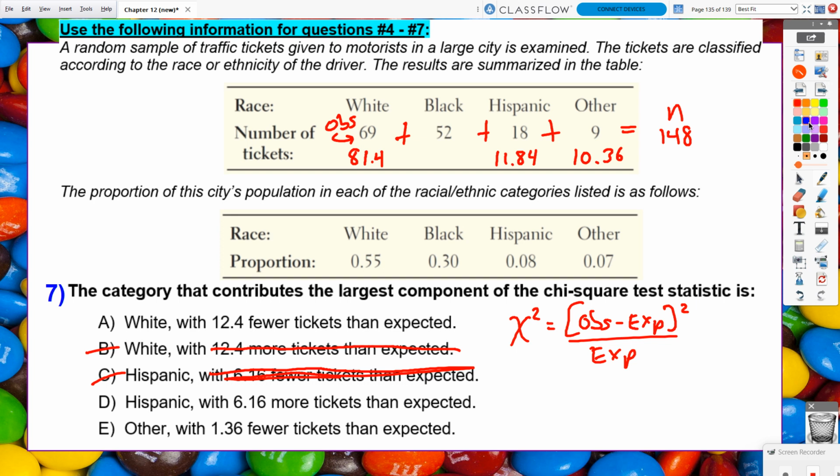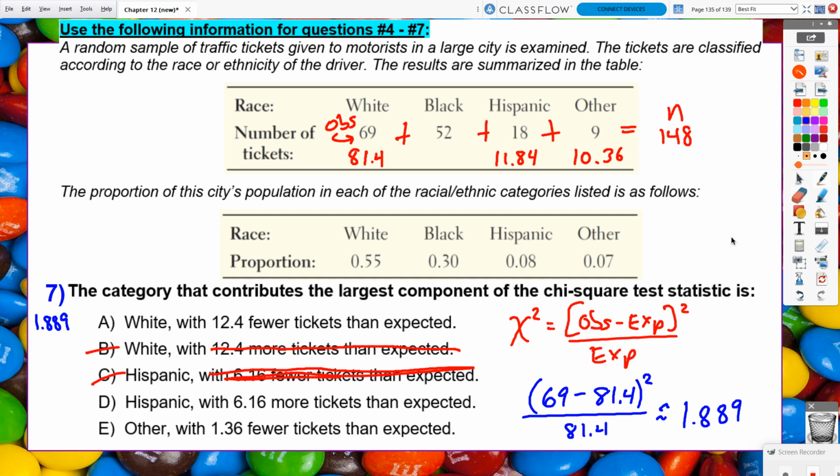So now just looking at these one at a time, for white, we had 69 observed. We expected 81.4. We need to square that difference and then divide it by 81.4. So let's see what that comes out to be. Square divided by 81.4, and I get that comes out to be 1.889. All right, so white is at 1.889.